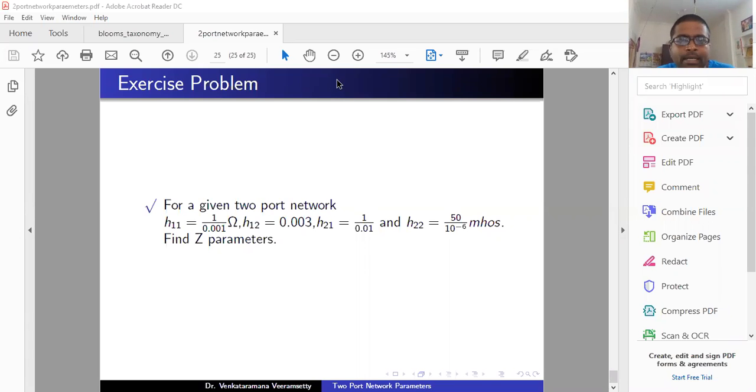Right? Okay. Next, now we will discuss the Y parameters in terms of the Z parameters. How do we represent the Y parameters in terms of the Z parameters?